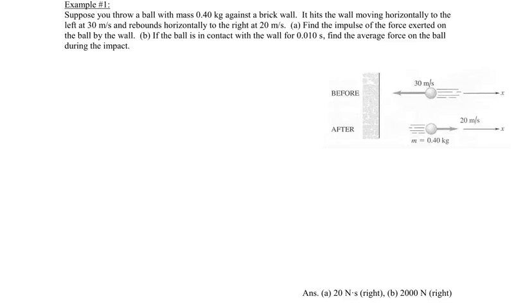Welcome to example number 1. Let's suppose you throw a ball at a brick wall. The ball has a mass of 0.4 kilograms and it's moving horizontally to the left at a velocity of 30 meters per second. It rebounds horizontally to the right at 20 meters per second.